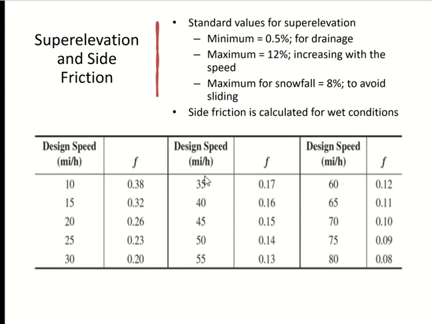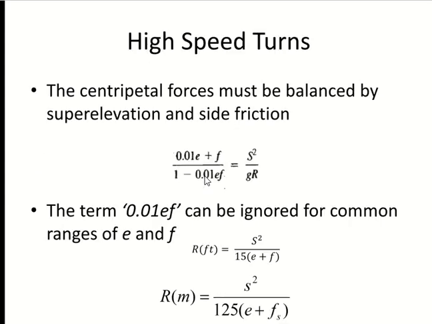Got my point? This is the table for the coefficient of side friction, the F value. You can see the F value depends upon speed. As the speed increases, the F value decreases. So radius, speed, super elevation, coefficient of side friction. Clear? Any questions?